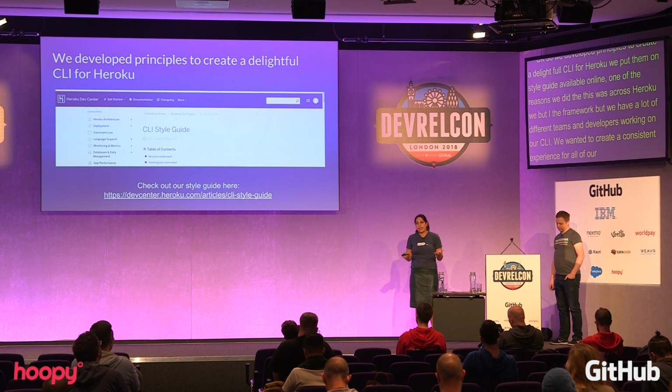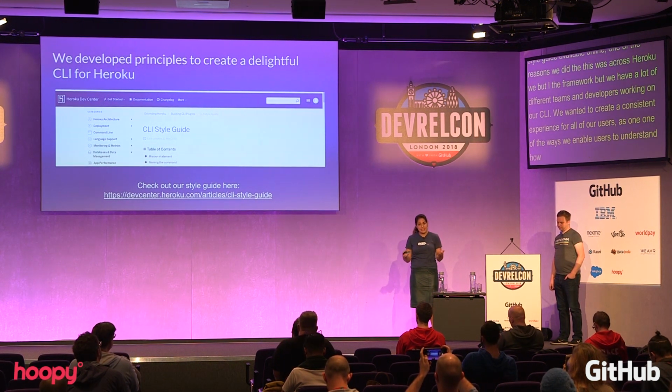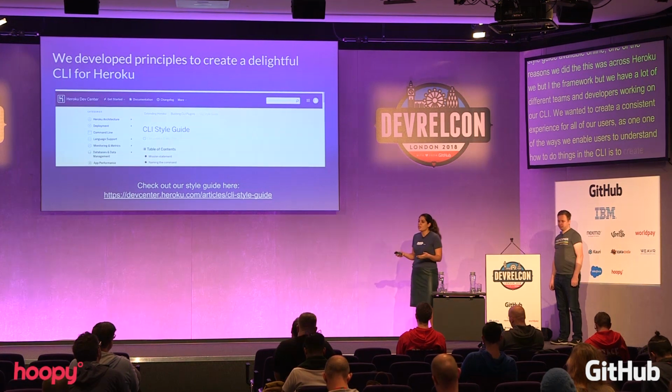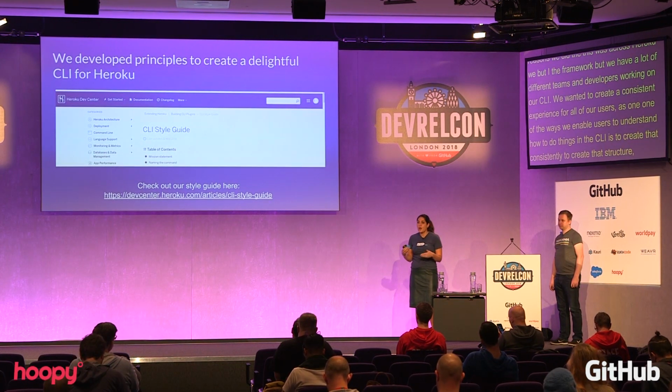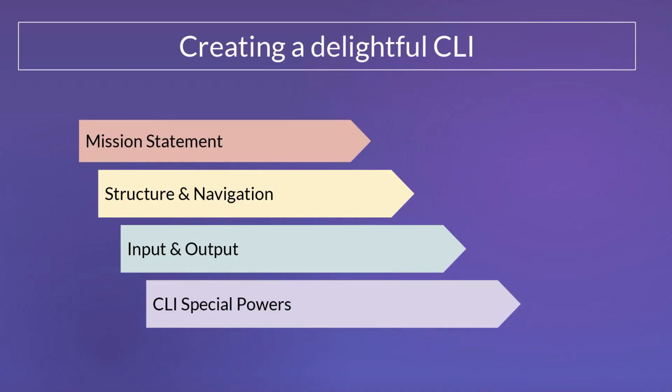One of the ways that we enable users to understand how to do things in the CLI is to create that consistency, to create that structure, so that when they're running a command, they know what they're going to get and what format that's going to come in. And so we have all of the principles of our CLI in our style guide, but I'm going to run through a few of them today. And I've broken it down into 4 sections. So mission statement, structure and navigation, input and output, and CLI special powers.